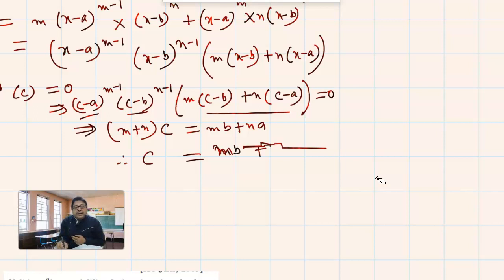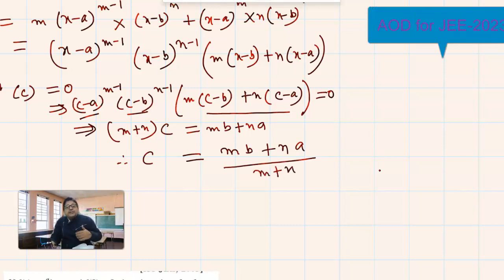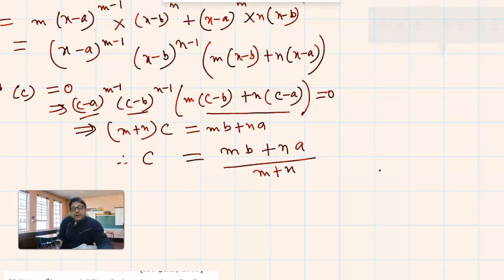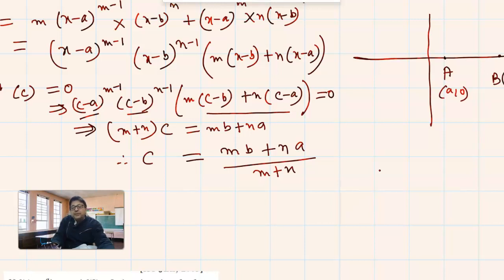This is (mb + na) divided by (m + n). You put it there, that is (mb + na) divided by (m + n). Now the question arises: does (mb + na)/(m + n) lie in between a and b or not? When I state the interval (a, b), it is like 2 points on the x-axis. This point has coordinate (a, 0) and this point has coordinate (b, 0).